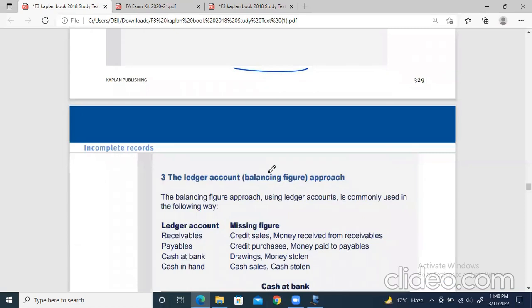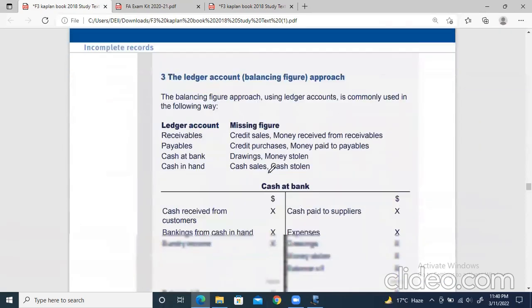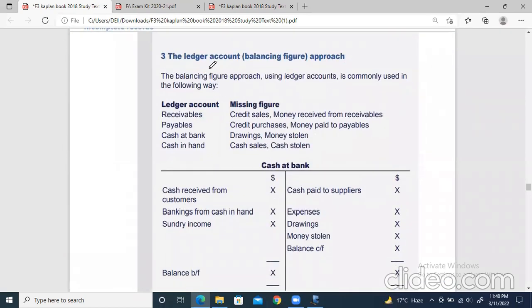Okay, so this was the first one, which was using the accounting equation to find out either the profit or the loss. Right now, this is the second approach over here. You can see this is called the ledger account balancing figure approach. This was what I was talking about, the second and the third approach. This is the second one, and this is exactly the same.